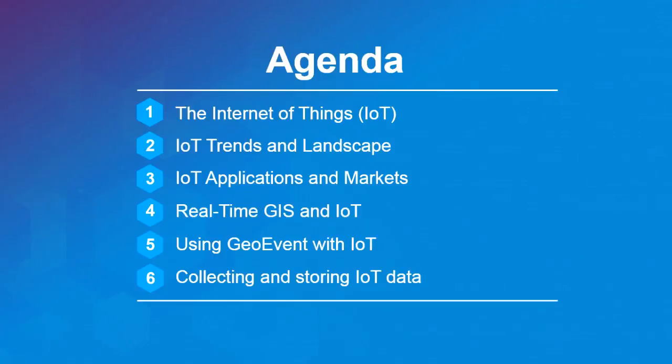So six sessions to go through today. Start with the Internet of Things in general, and then talk about the landscape of Internet of Things and the markets, and then real-time GIS in relationship with Internet of Things. Then our product, GeoEvent, how it supports Internet of Things connectivities and processing. And then we also talk briefly about how to collect data from your sensors and store it for further analysis.